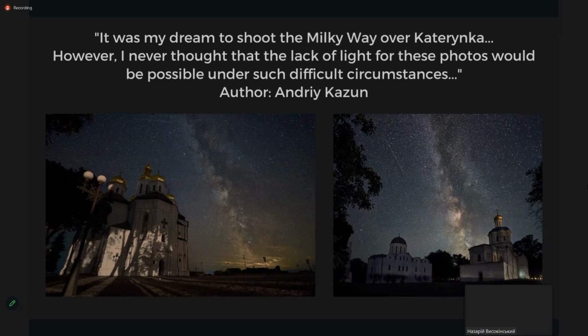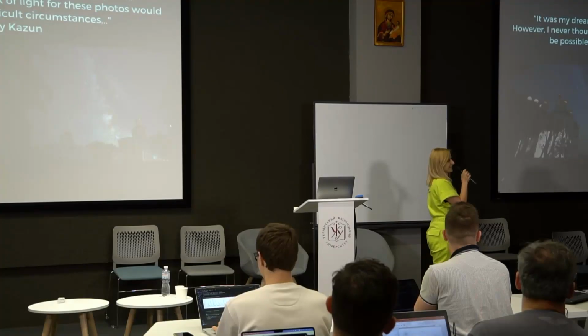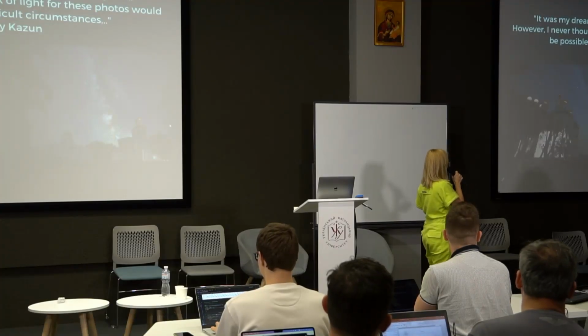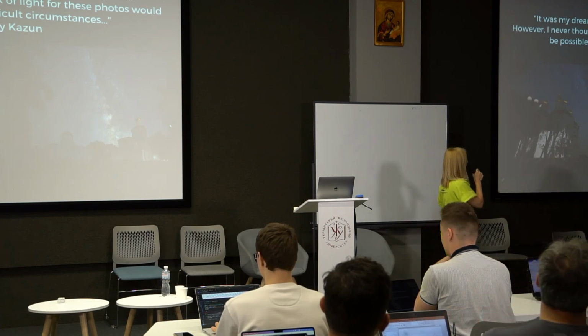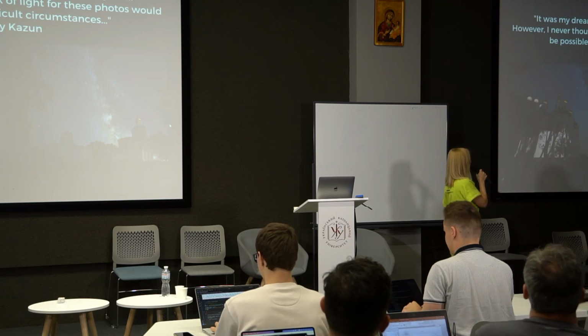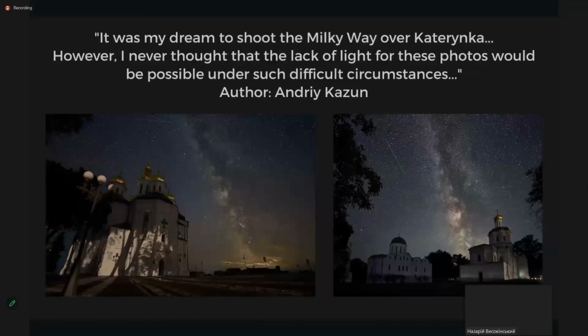Unfortunately, it was in a terrible situation last March, when my own Chernihiv was blocked by Russian terrorists, and for 1 month this city was without electricity and supply. I want to read the words of this photographer: it was my dream to shoot the Milky Way over the Katerinka. Katerinka is the cathedral in Chernihiv. However, I never thought that the lack of light for this photo would be possible under such difficult circumstances.